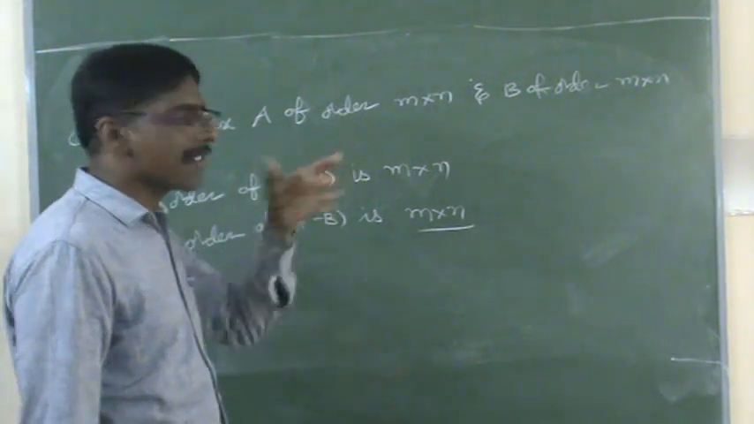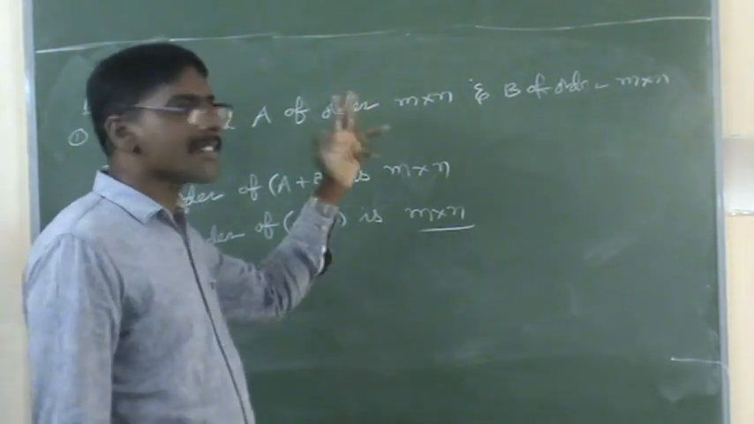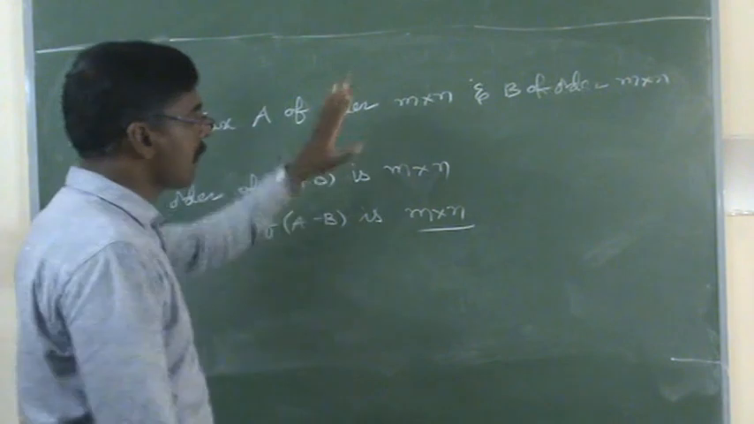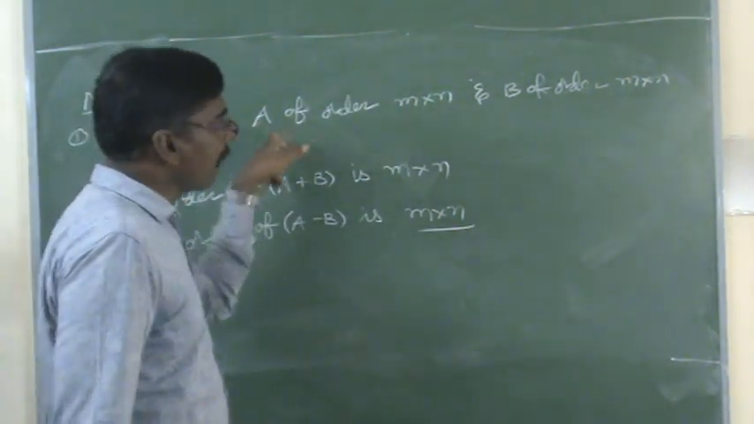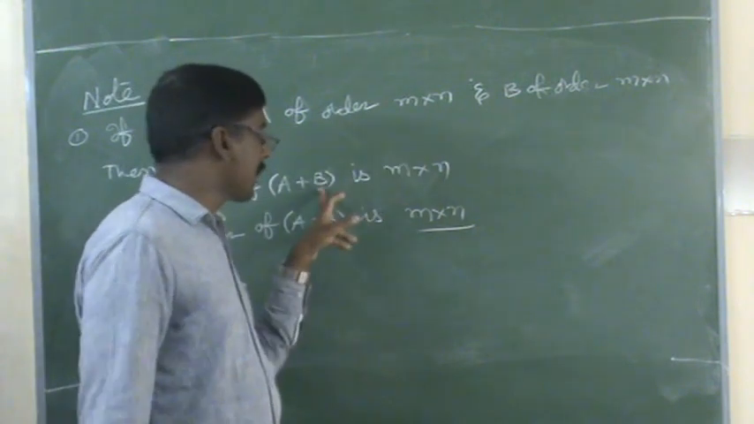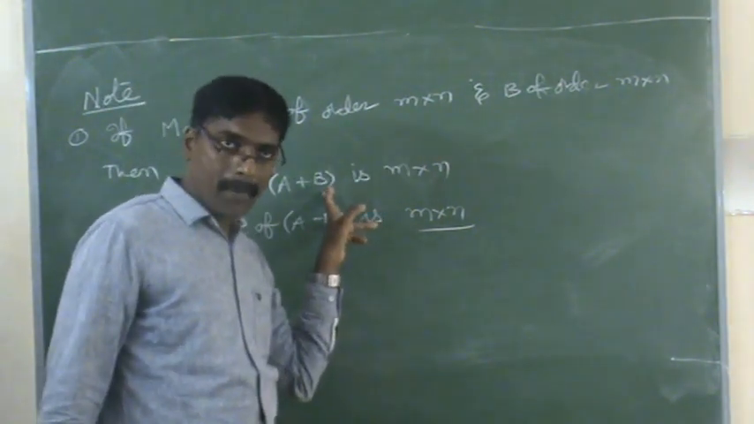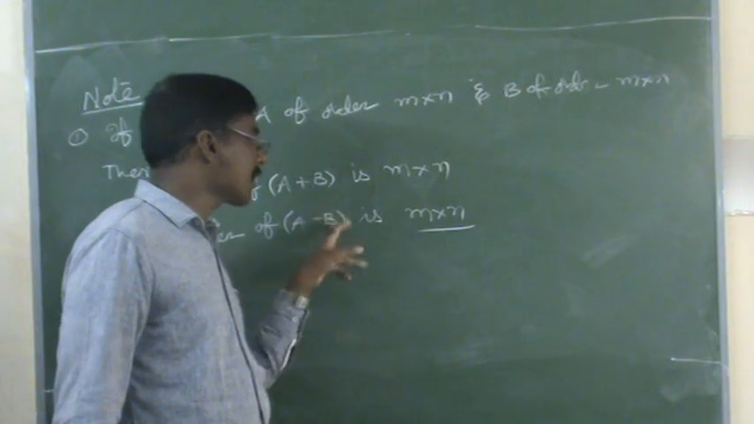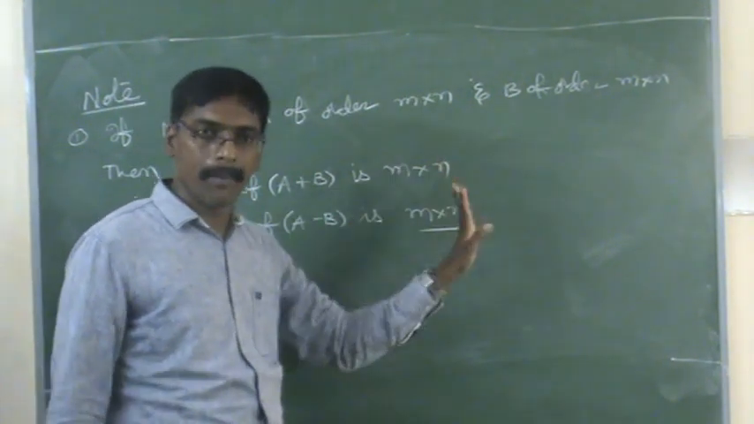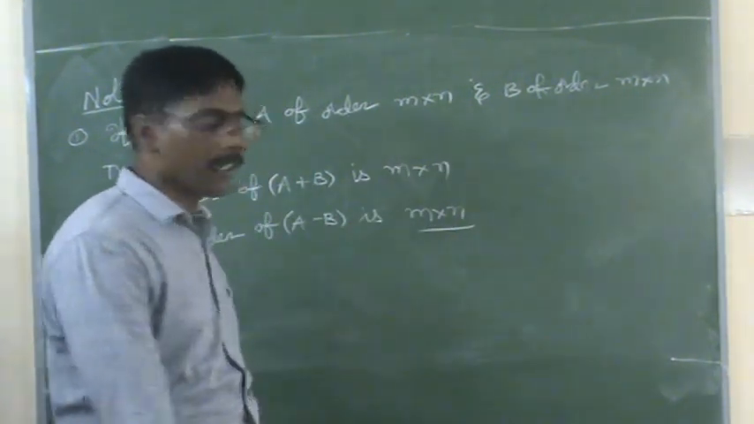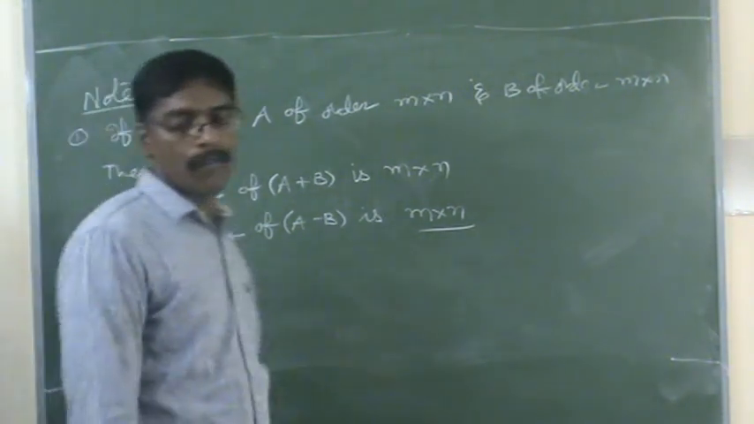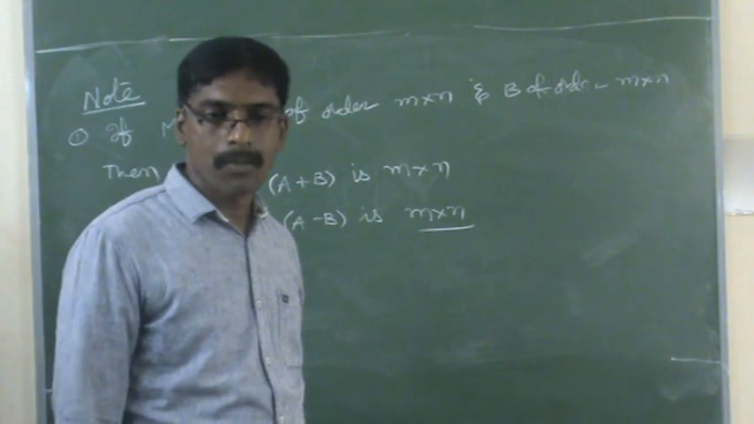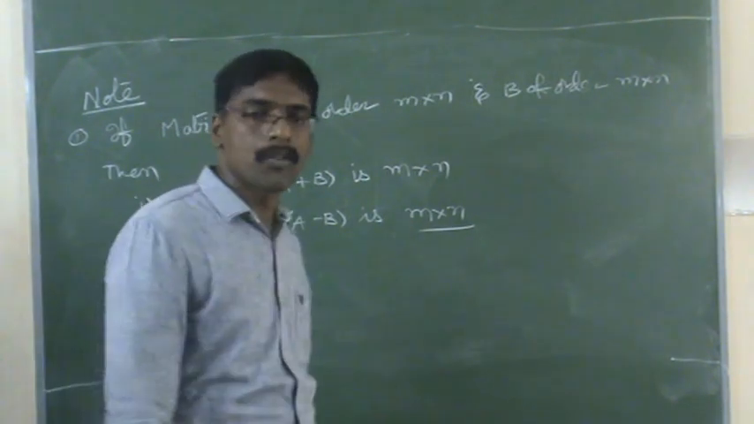By using these concepts, some competitive examinations will ask some tricky questions that we will discuss in competitive classes, but we need to understand it. Whenever matrix A's order and matrix B's order are the same, the resultant of arithmetic operations like addition and subtraction also has the same order. We need to remember that very important concept. This is the information for addition of two matrices and also subtraction of two matrices.